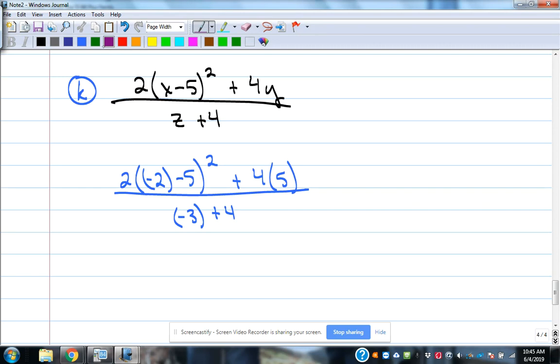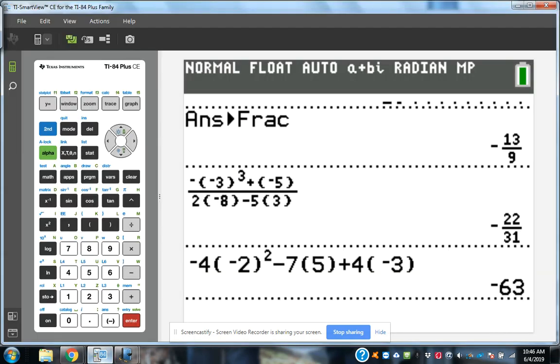And feel free to do some of the parts that don't look as bad by hand. When I'm typing it in the calculator, instead of writing 4 times 5, I'm just going to write 20. And instead of negative 3 plus 4, I'm going to put a 1 because I know that's what that is. So maybe that can save you a few keystrokes there.